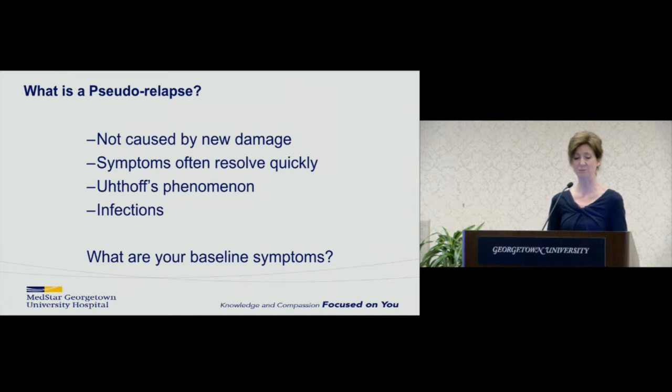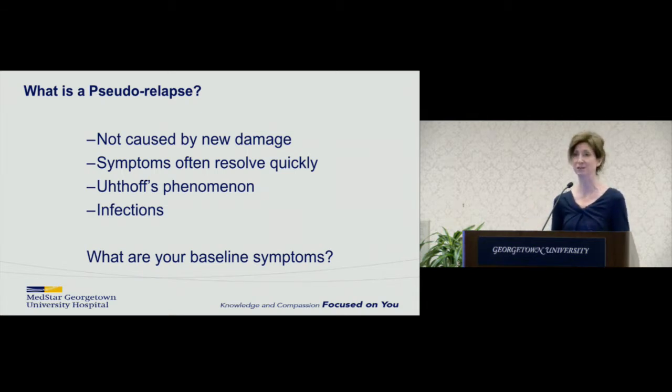It's what you feel like is a relapse, but it's not caused by new damage, meaning there's no new spots. The symptoms often resolve more quickly. There's something called Uthoff's phenomenon, which is if you get overheated, such as if you're running or if you take a shower and your body overheats, that slows nerve transmission. And in the areas where the myelin's been damaged, it takes things longer to get back and forth from the nerve to the motor or muscle.